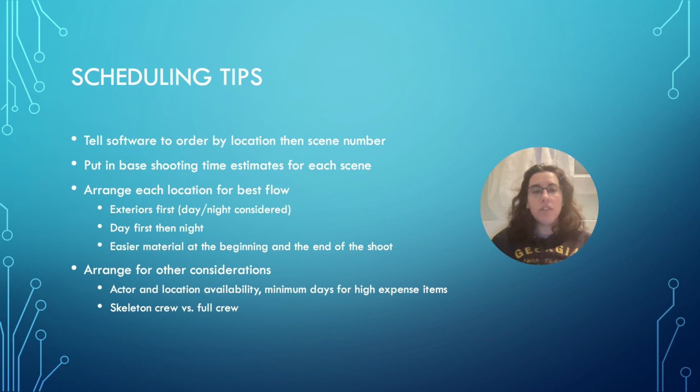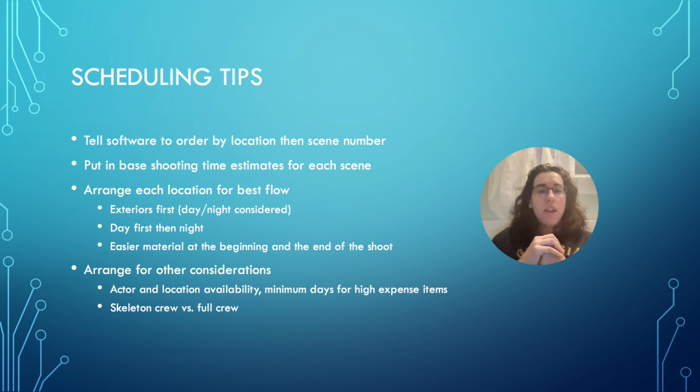Then I arrange each location for the best flow. I generally put exteriors first, and I just consider day and nighttime. If we have daytime exteriors and nighttime exteriors, and we've got some stuff in the middle that's shot inside, we might do real day exteriors, then do some interiors, and then go back out for the night exteriors. Or if we're at a location for 2 days, I'll try to not do that ping pong back and forth. We'll do all of the daytime exteriors, interiors, then start the next day with interiors, and then do the night exteriors, so we're not bouncing around back and forth.